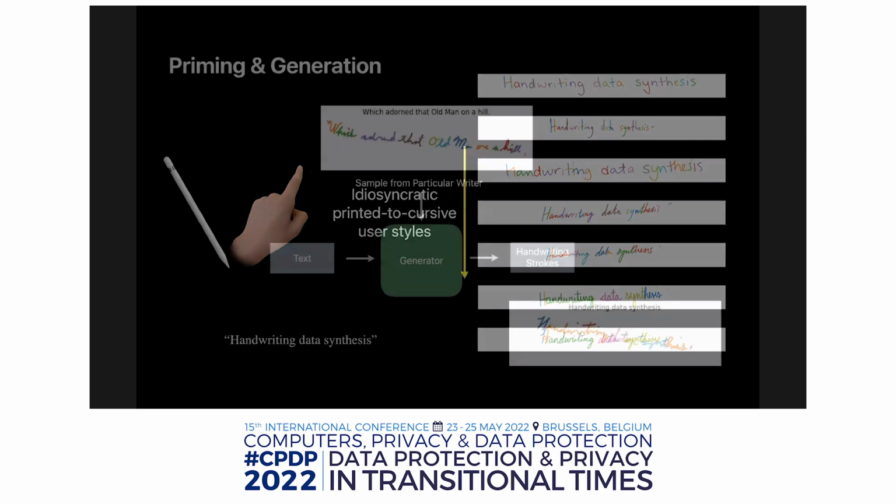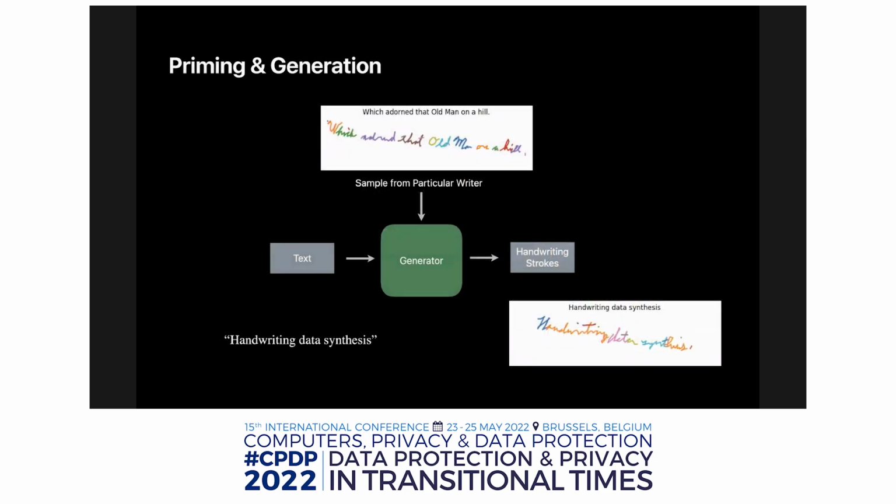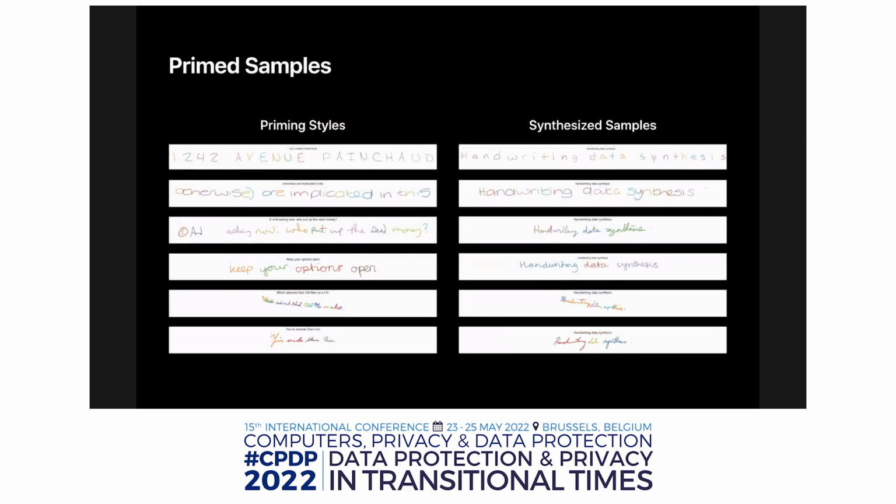The synthesis strategy used in this case is called priming and generation. Handwriting is generated by converting text into handwriting strokes. And in order to specify which style to generate, the network is primed with a sample from a particular writer. The generated sample ends up copying style elements it has just seen in the priming sample, even including, in this case, the slant of the horizontal baseline. This method is quite effective at generating a variety of realistic handwriting.